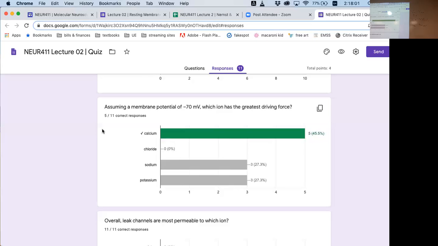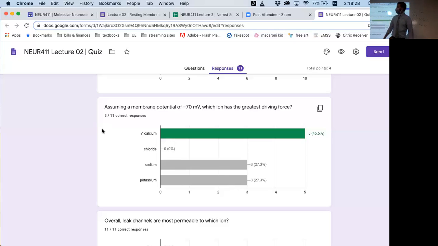This is a great reason why calcium is used as a secondary messenger. It has such a strong driving force, even during the peak of an action potential. Even if you get all the way up to positive 30 millivolts, you're still going to get a net influx of calcium. It's a great secondary messenger for that reason. It also has very low intracellular levels. That's what gives rise to this very depolarized reversal.